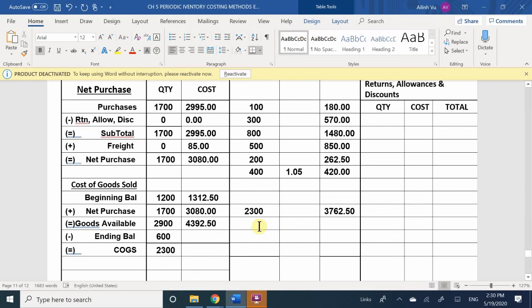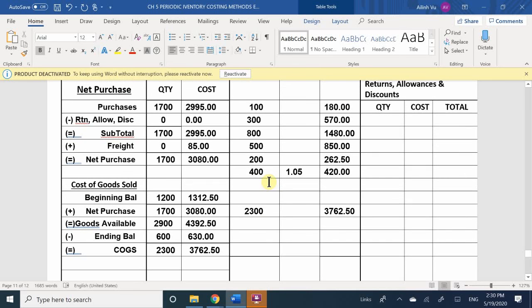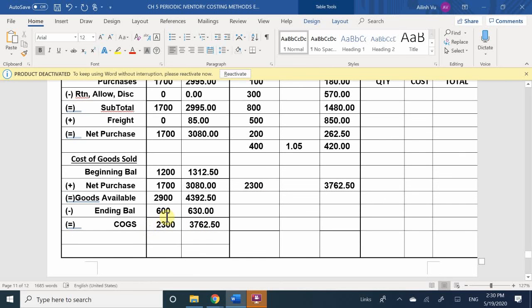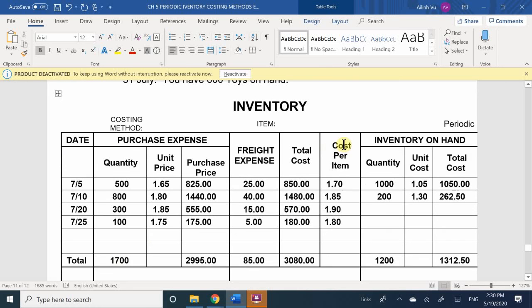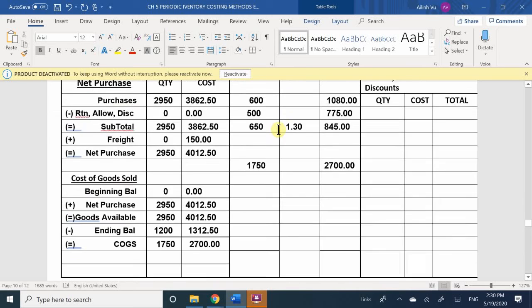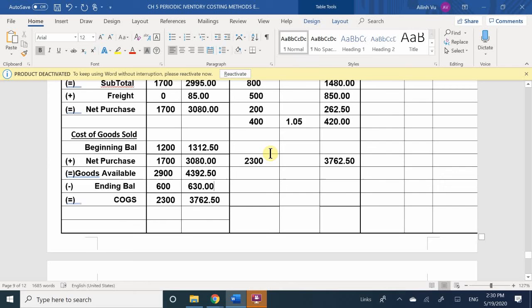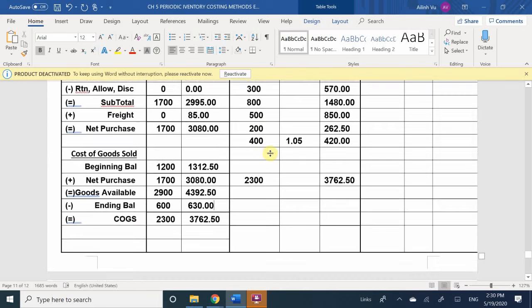All right. So then we plug in this number here, 3,762.50, and we're going to subtract it from this number to get our ending inventory, which is $630. Perfect. If you notice, the 600 items were from the original first batch that we got way up here. So that is what LIFO tends to do. It tends to keep the oldest, the first batch that you purchase.